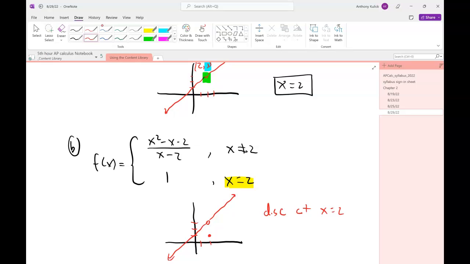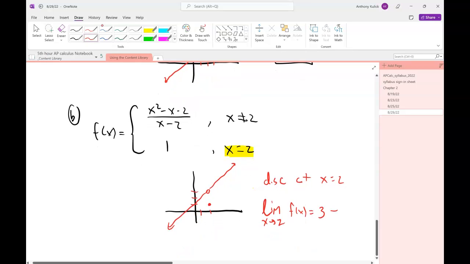At x equals 2, but this time we know that the limit as x approaches 2 of f of x is equal to 3, which is not equal to f of 2, which was 1. Does that feel okay?